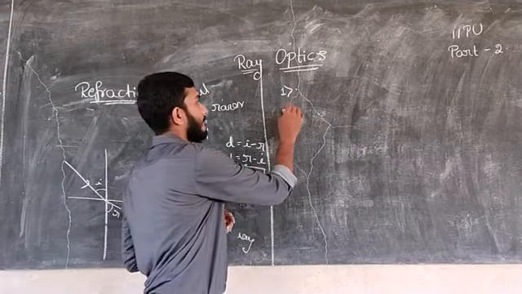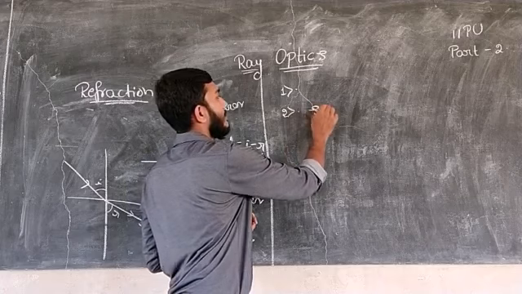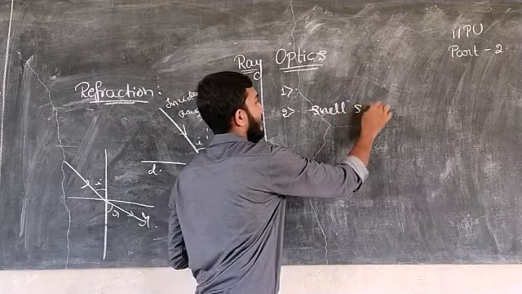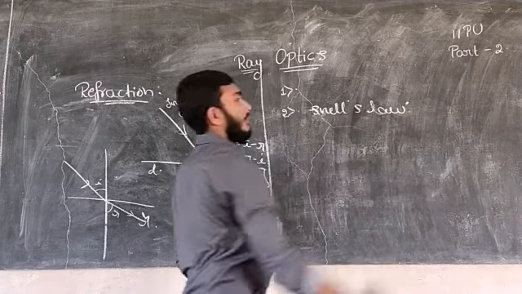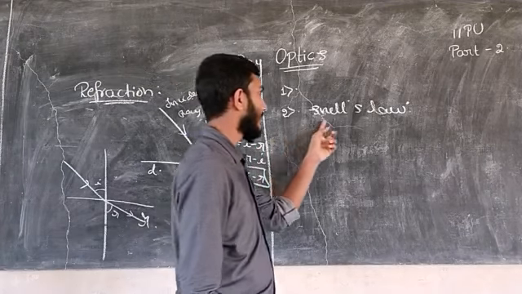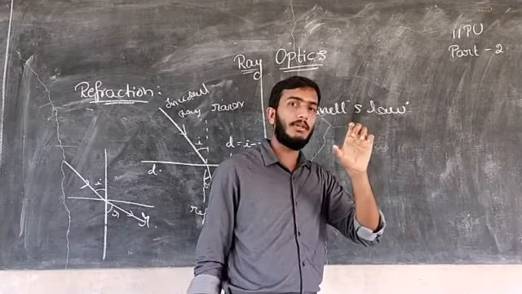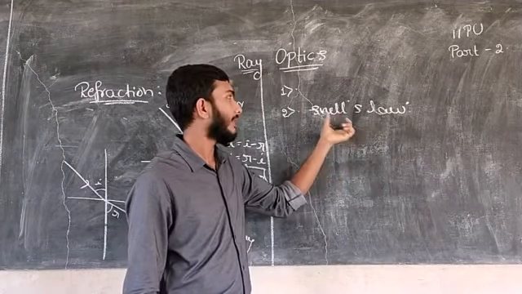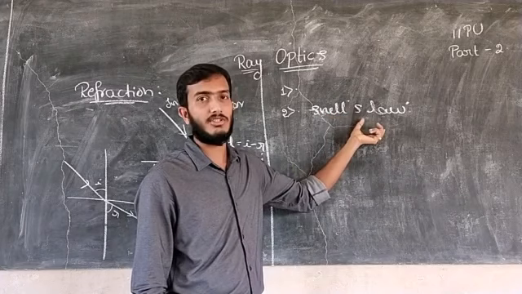The second one is called Snell's law. So Snell's law gives a definition, and the name given to this definition is Snell's law, right?